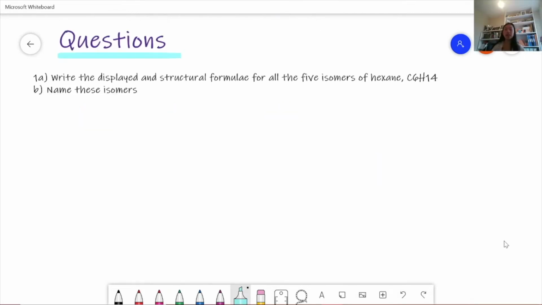So now we're going to look at some questions. For 1A, write the displayed and structural formulae for all the 5 isomers of hexane, C6H14. So the first one we can write will be the straight chain of just C6H14. So we would have 6 carbons in a straight chain, so that's 5 and 6, and then all the hydrogens attached.